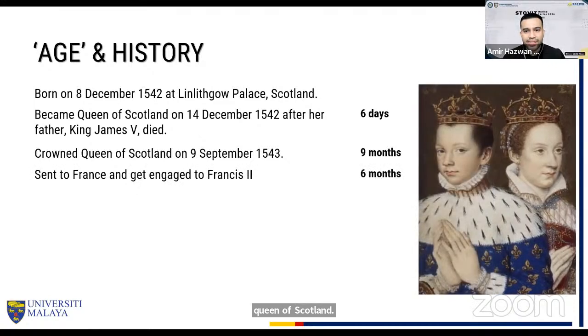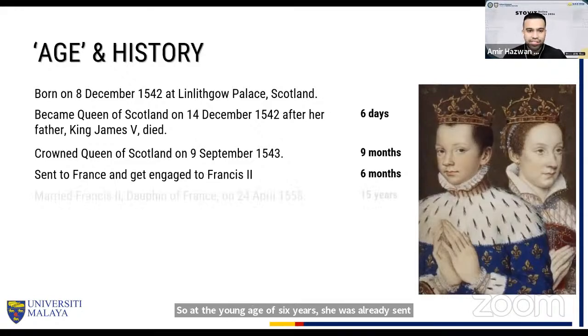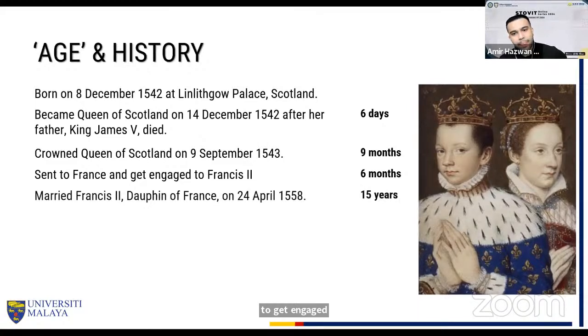And at the age of 6 years, not 6 months, at the age of 6 years, she was sent to France to get engaged to Francis II. So Francis II was the heir apparent to the French throne. So at the young age of 6 years, she was already sent to get engaged and marry Francis II at the age of 15 years.